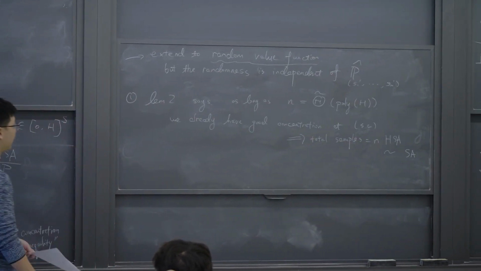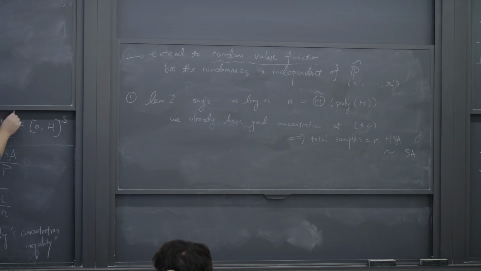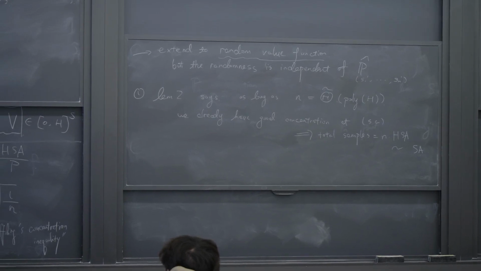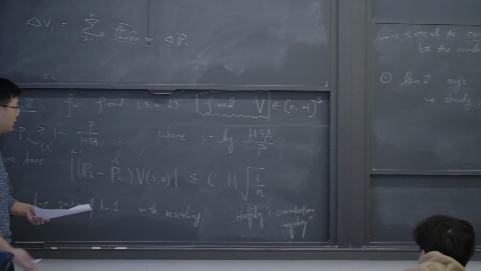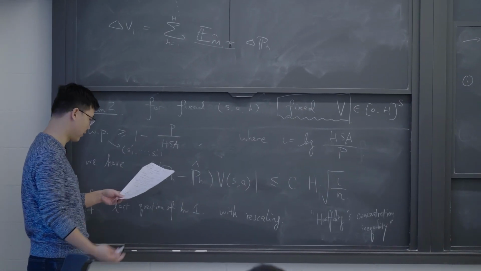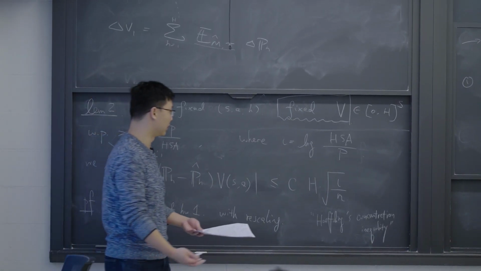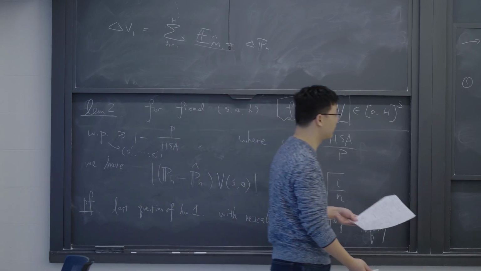I just want to say that, in general, a very important thing is we consider this as a fixed value function, or an independent value function. In general, if this is not a fixed value function, if this is some adversarial value function, this is not true. So we don't have these sharp guarantees.